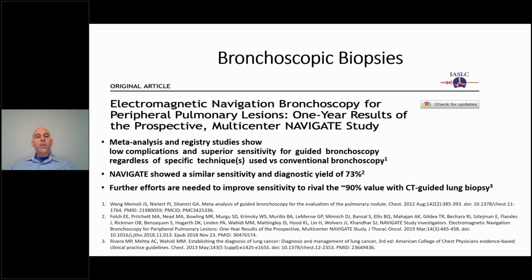The challenge, of course, is that CT-guided biopsy has a diagnostic yield and sensitivity of about 90% or so. So we've got a lot of distance to make up. And so when you think about trying to make up the distance between these two modalities, one of the questions is, well, what's the limitation?